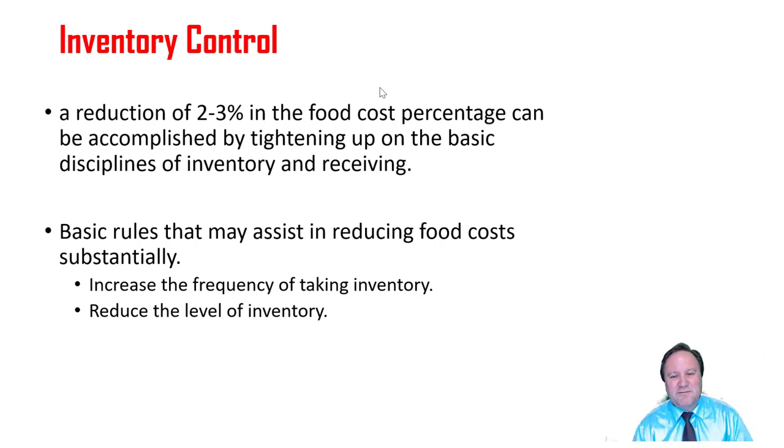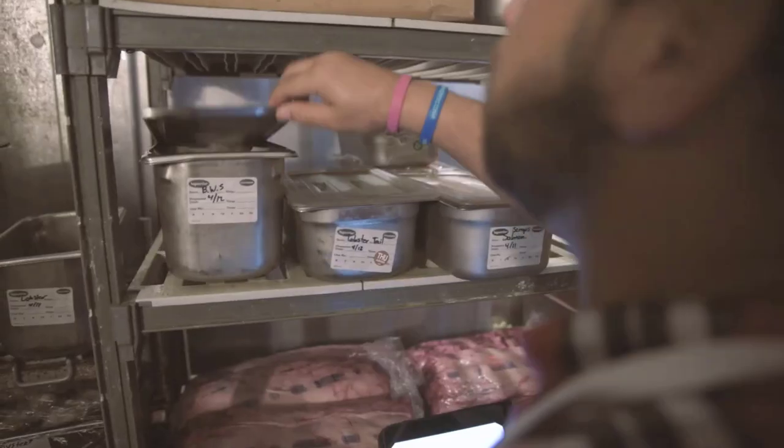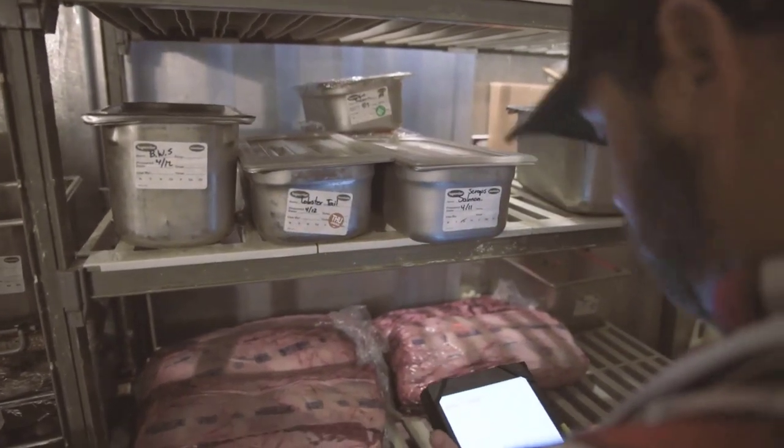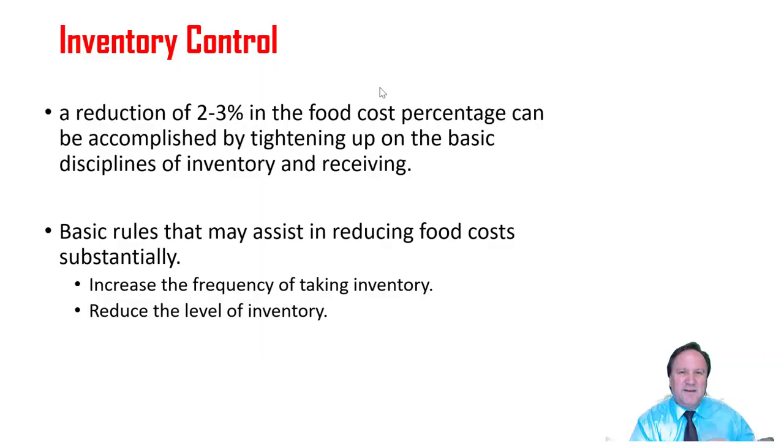Basic rules that may assist in reducing food cost: increase the frequency of taking inventory. As I mentioned, most restaurants normally take inventory once a month. That is sometimes too long, because if you have used a lot of high-cost items and your food cost is very high, oh my God, by the time you go back, it's already too late. But the rule of thumb is weekly inventory. Taking inventory means that at the end of the period, let that be 1 week, 2 weeks, or a month, hopefully not even more than a month, at the very latest a month, you go and count your inventory.